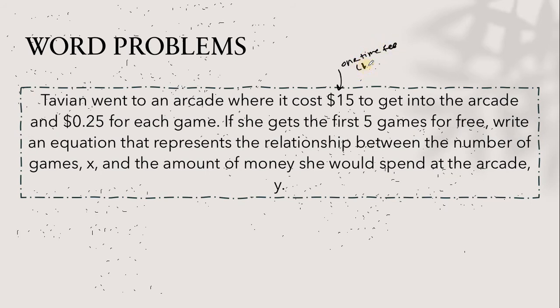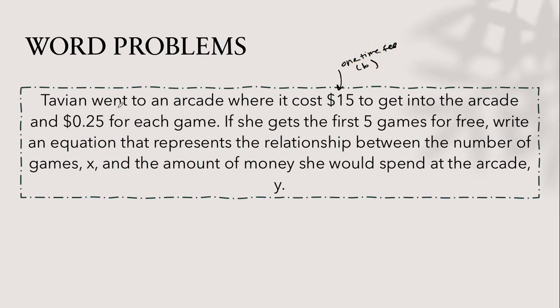So this would represent my y-intercept. If I'm paying 25 cents per game, this would represent my slope. But here's the caveat. I get the first 5 games for free. So I have to take out those first 5 games.